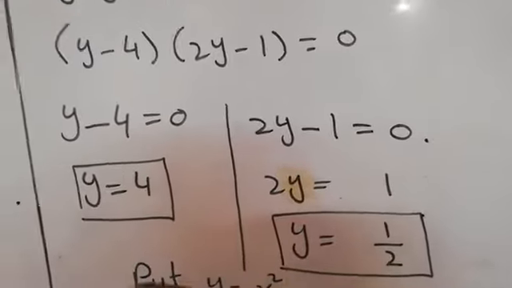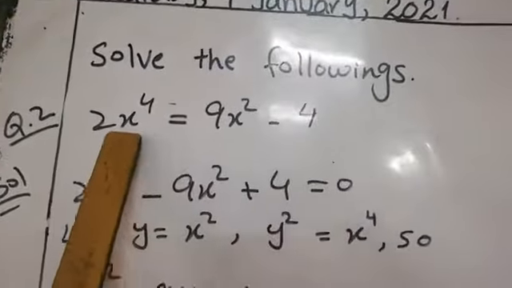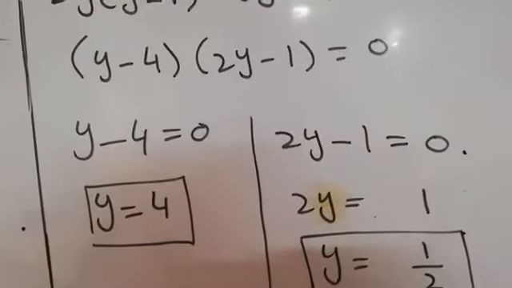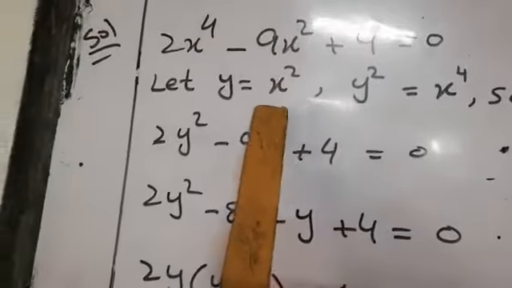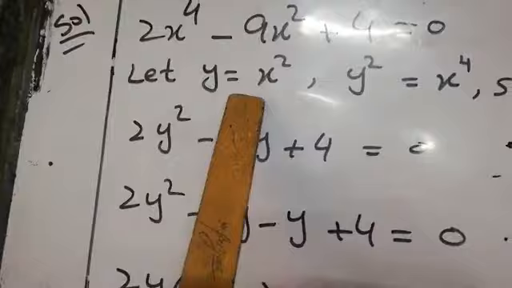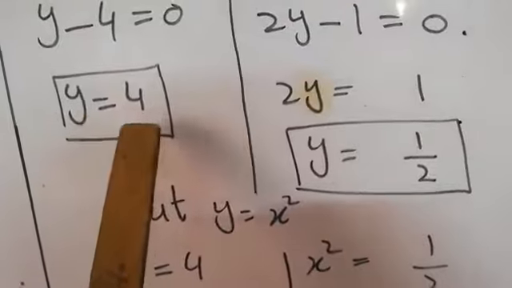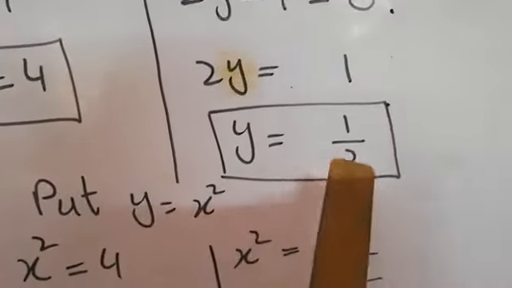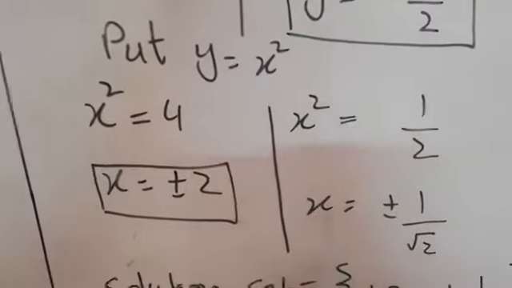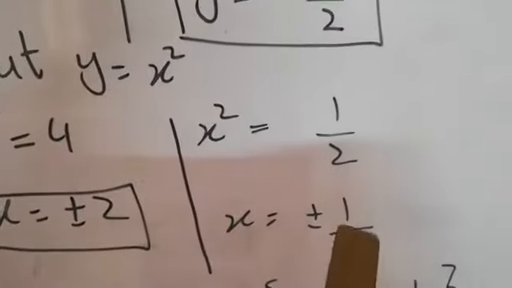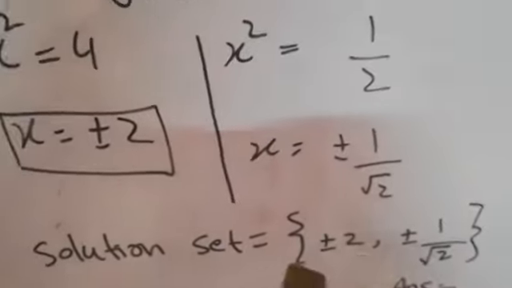But my dear students, you can see that the actual variable is x, but the answer is given in y. So what will we do? We will put back y = x^2. Again, put y = x^2. So here x^2 = 4 and here x^2 = 1/2. By taking the square root, we get x = ±2 and x = ±1/√2. So this is the solution set.